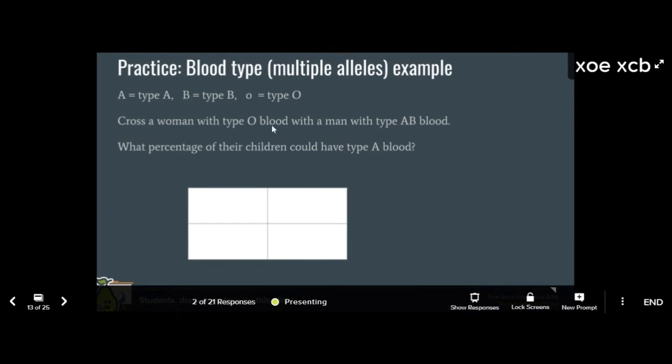All right, so cross a woman with type O blood and a man with AB blood. What percentage of your children can have type A blood?